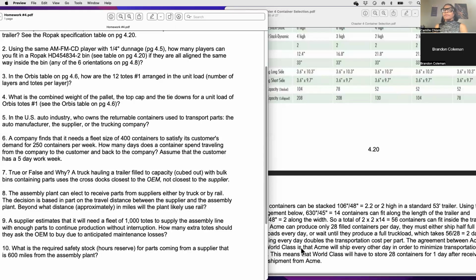As you build these fleets and determine how many you need, you're looking at how much material you need, how much you're running, how much travel time is involved, and how much loss you anticipate for breakage or theft, or just things getting lost, people using bins as a footrest or taking them home for their hobbies. There are just so many reasons why these containers will end up on the side of the road.